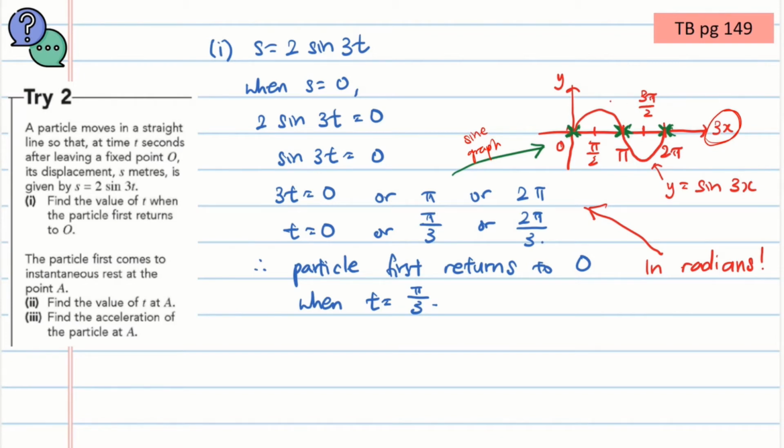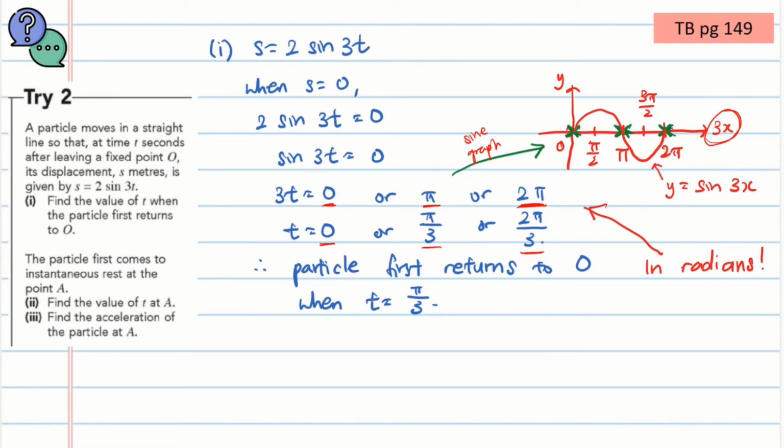So since we want sine 3t equals 0, that means the y-axis value is equal to 0. Therefore, I've marked it out with the green crosses. These are the points where y is equal to 0. And that means that my 3t is actually 0, pi, and 2 pi. So that's how I get 0, pi, and 2 pi over here. Okay, so this falls back onto your trigo equation solving skills. So time is equal to 0, pi over 3, or 2 pi over 3, because you divide throughout by 3.